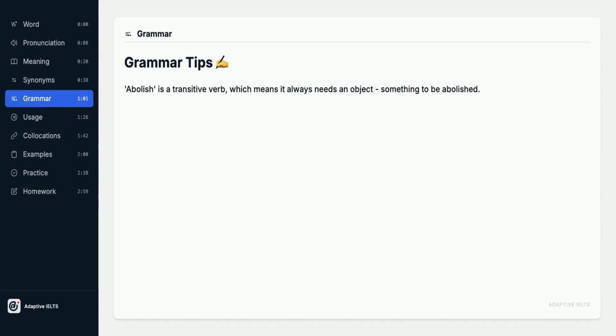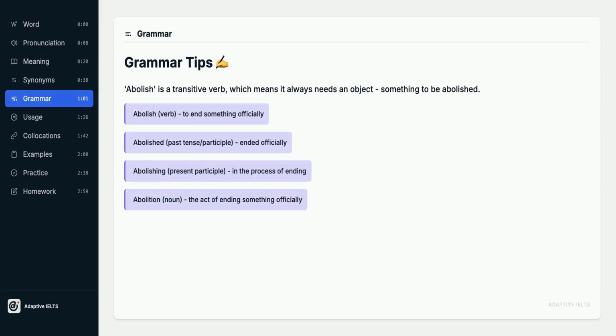Now, let's explore how this word works in English grammar. Abolish is a transitive verb, which means it always needs an object, something to be abolished. Let me introduce you to its word family. Abolish, verb, to end something officially. Abolished, past participle, ended officially. Abolishing, present participle, in the process of ending. Abolition, noun, the act of ending something officially.